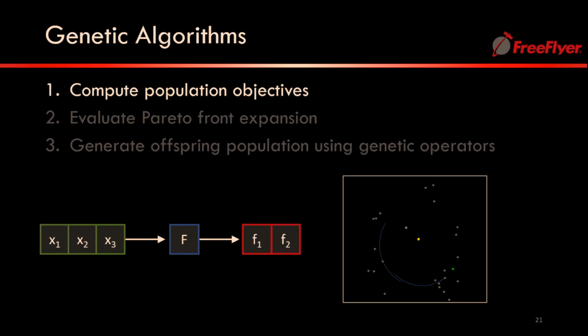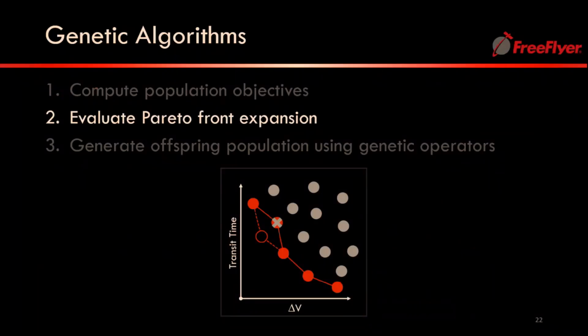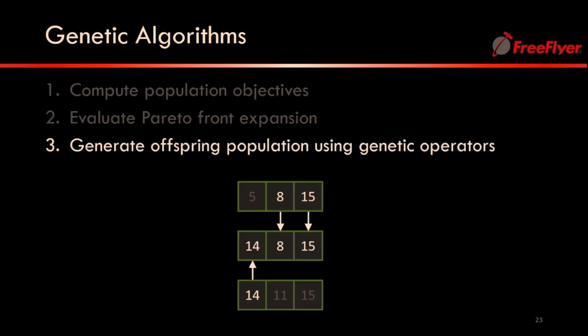So to recap, we first compute the objectives for all members of our population using that user function. And then we will evaluate the expansion of the Pareto front based on the objectives that we get back. And finally, we'll generate a new population using genetic operations. And then the cycle repeats to infinity until we as the user decide to halt it.